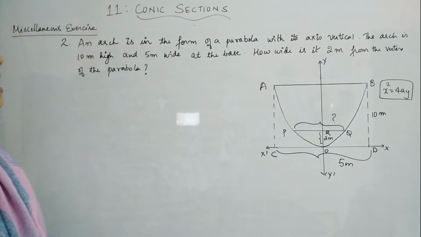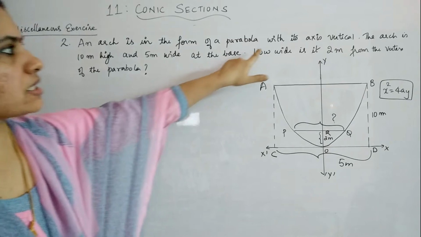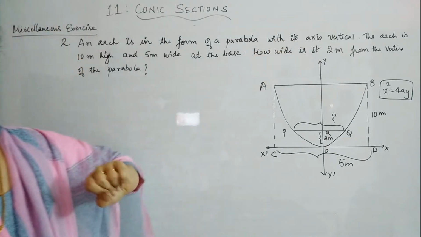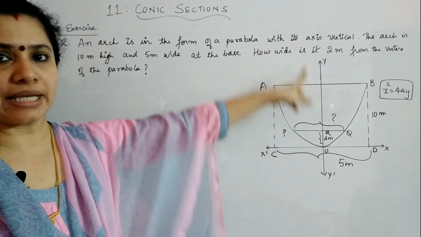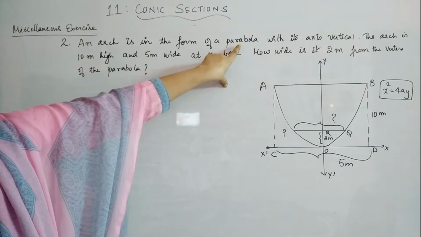Question number 2 is, an arch is in the form of a parabola with its axis vertical. The arch is 10 meter high and 5 meter wide at the base. How wide is it 2 meter from the vertex of the parabola? Since it is said that the axis is vertical, the axis of symmetry is taken as the y-axis and we have drawn the parabola since it is in the shape of a parabola.